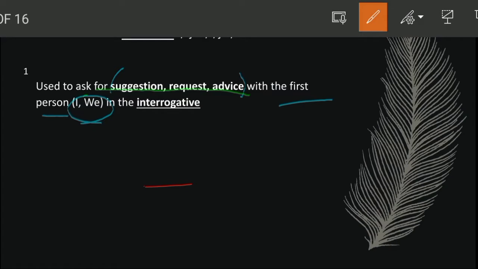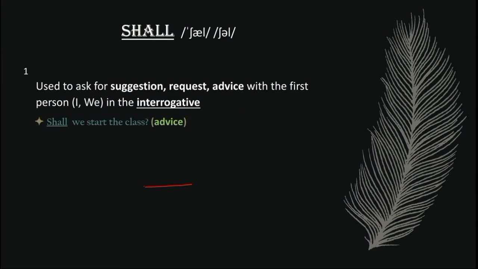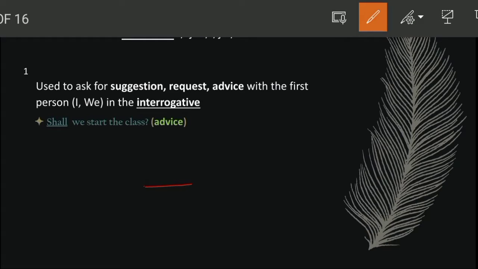It means that we use shall in the meaning of suggestion, request, and advice with the first person, but in an interrogative sentence. You also have to remember that we can use shall with the meaning of suggestion, request, and advice with the first person in an interrogative sentence. So let's see some examples. Our first example is: Shall we start the class?